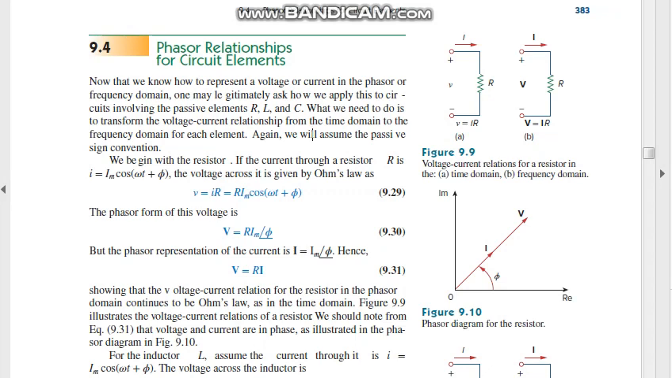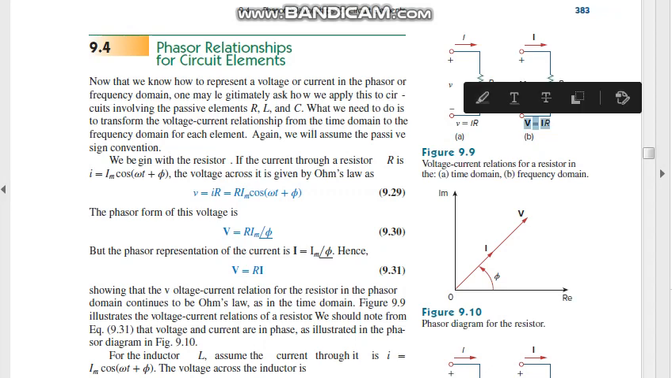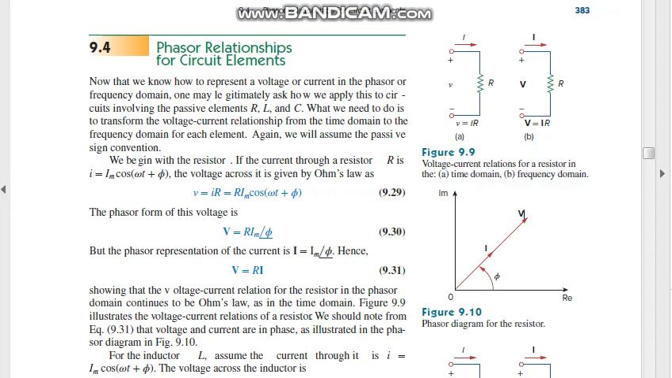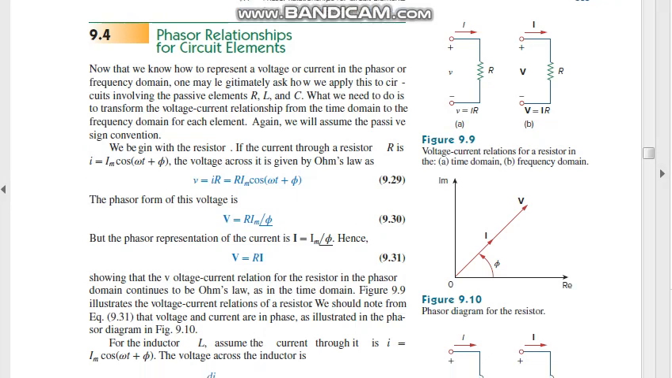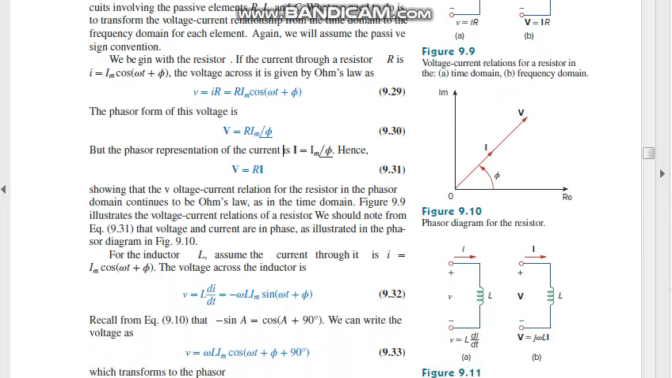As you can see in the resistor, in AC circuit the frequency domain and the time domain remain the same. So the voltage and current are in the same phase, so in the same direction. That has been drawn here in the phasor diagram, and it is the phasor relationship: the phasor form of voltage V is equal to RI, and there is a phi that is in phase, so it is in the same direction. It has been drawn in the same direction.